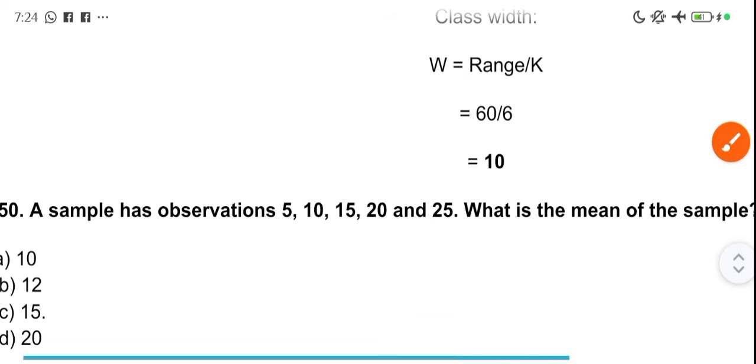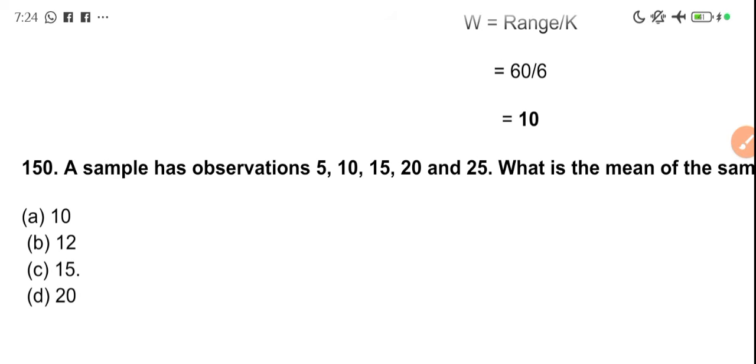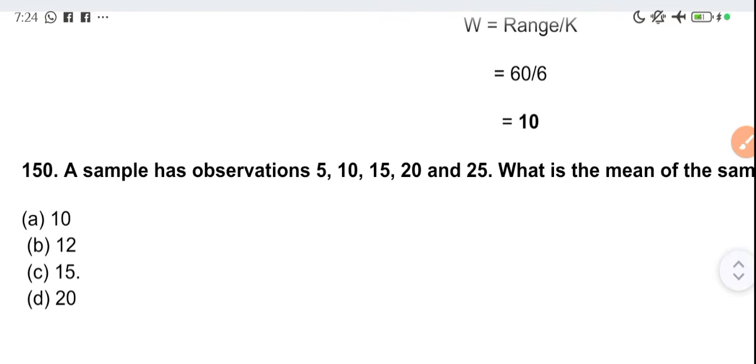Okay? Now, last question for this revision video, we have this example has observations 5, 10, 18, 20, 25. What is the mean of this sample? Okay, it's a very simple question, so do not put it in the comment section.